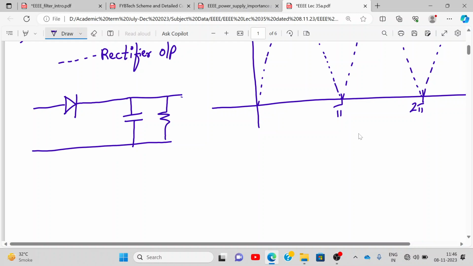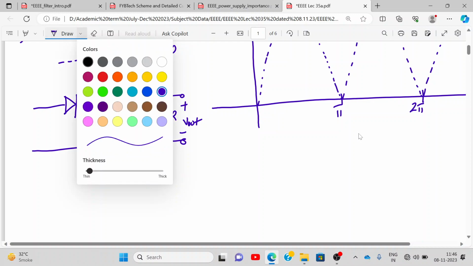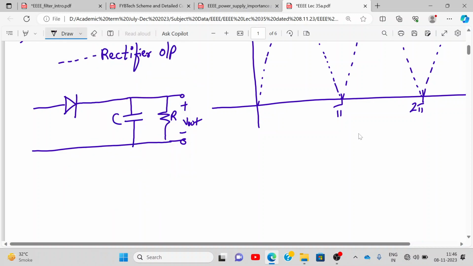Let us consider the scenario. So we have a C, we have R, they're connected in parallel. It will allow AC to pass through. Now, listen carefully. There is something called the charging time constant, called tau C. And there is something called the discharging time constant, called tau D.